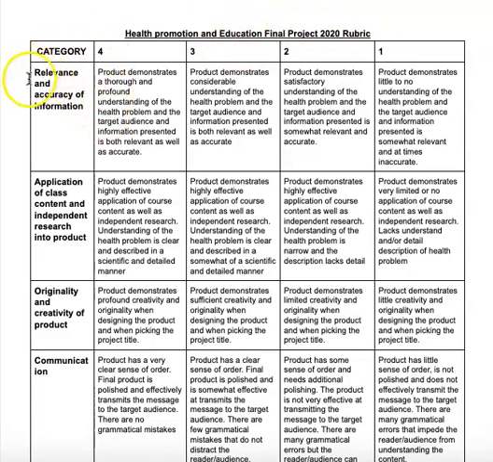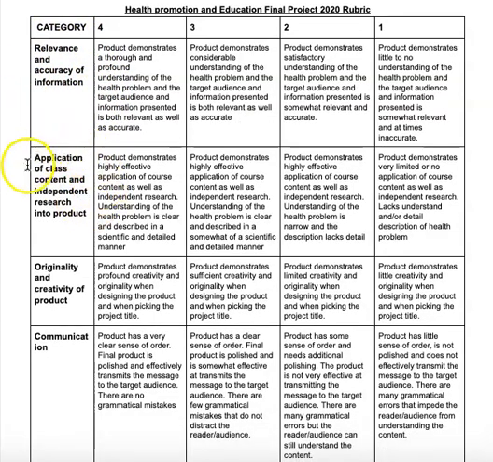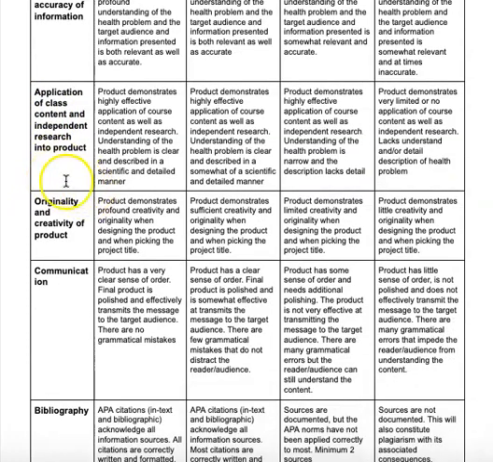So there's going to be a section on relevance and accuracy of information, which has a lot to do with the checkpoint number 2 that you worked on before. Application of class content and independent research, again, has to do with checkpoint 2 that you worked on, and the way that you have addressed class content and your independent research when researching that health problem. Here is very important, originality and creativity of product. So this has to do with your design of the product and how original your project idea is. Communication, how do you get your product across? Okay, how is it organized so that people can understand it? How does it transmit your message?